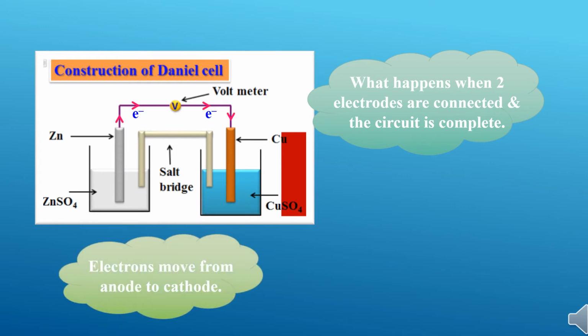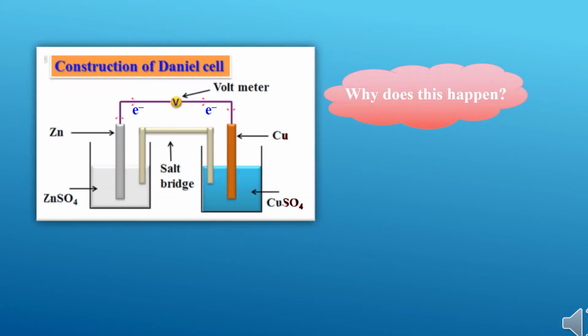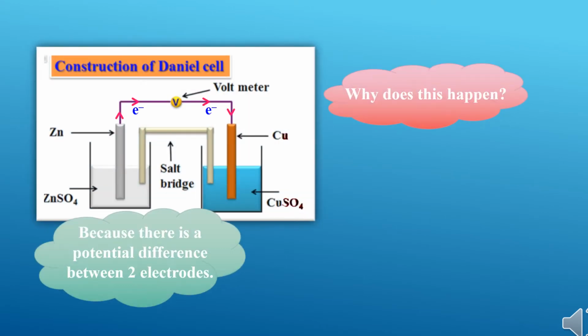Electrons move from anode to cathode. Look at the diagram: electrons start moving from anode to cathode. Why does this happen? Because there is a potential difference between the two electrodes. Between anode and cathode, there is a potential difference. That's why electrons start flowing.